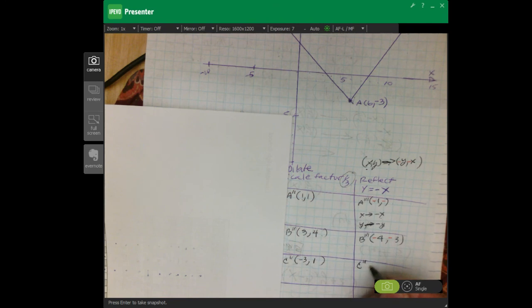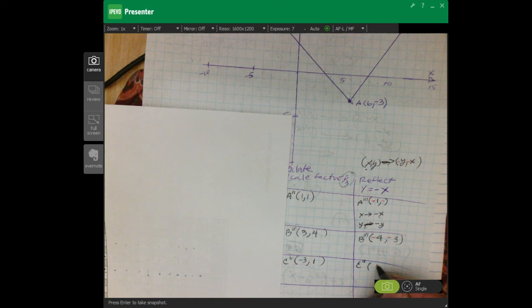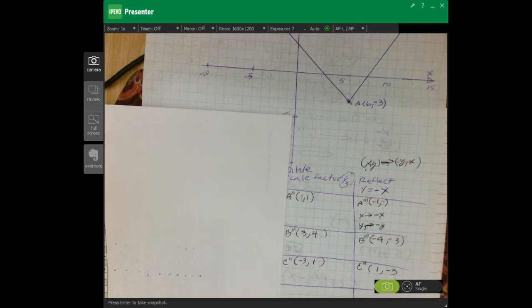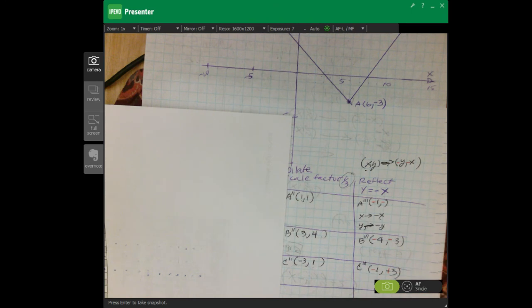C triple prime, again, coordinates switch locations, 1, negative 3, and now we want the opposite of that. The opposite of positive is negative. The opposite of a negative is a positive. And that would be the final answer.